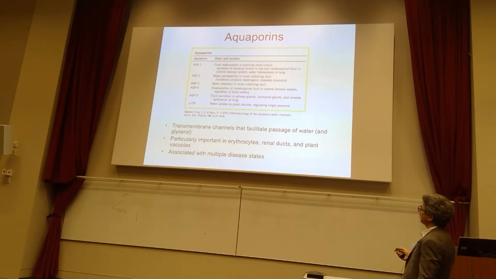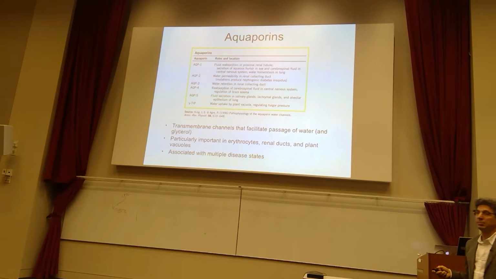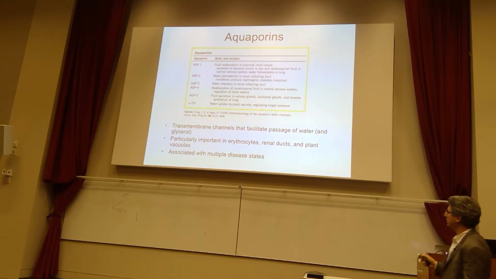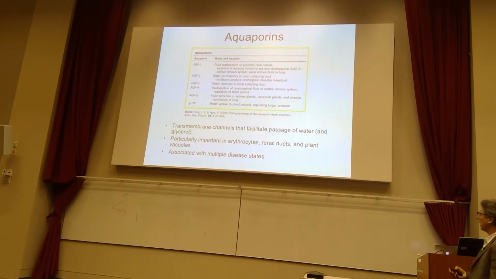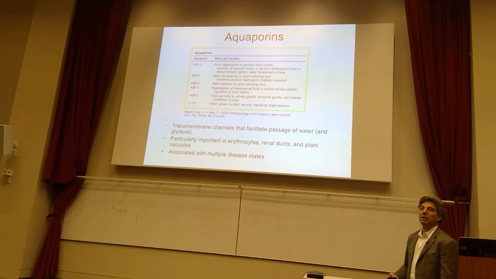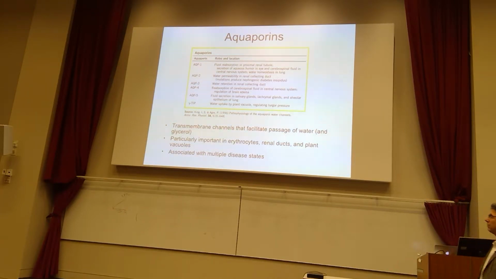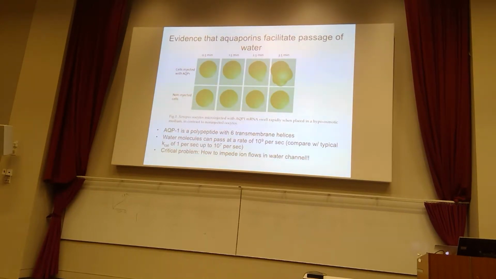So there's a bunch of proteins called the aquaporins that are responsible for creating channels that are just the right size and shape to allow passage of water from one side to the other. These turn out to be really important in erythrocytes, in our kidneys, in the renal ducts. Plants obviously care a lot about maintaining water balance inside the cell to outside the cell. And pathologies associated with these aquaporin proteins are associated with a lot of different disease states.